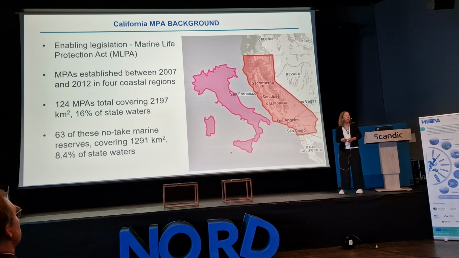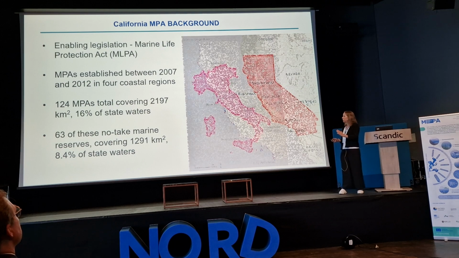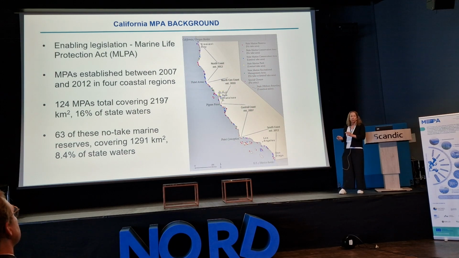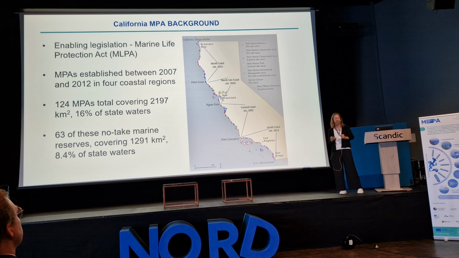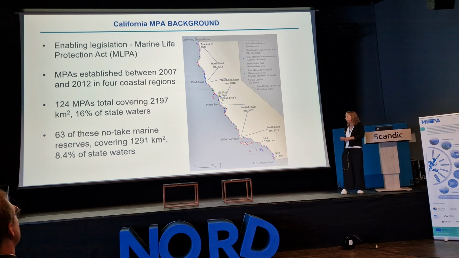Just to give you a little bit of scale here in the European context, California is a really big state. We have about 1,350 kilometers of coastline. And so this is in part the reason why the process proceeded regionally and why it took so long. So 4 regions, the central, the north coast, and the south coast, each was developed sequentially, not at the same time. And our network now, we have 124 MPAs that cover just about 2,200 square kilometers.